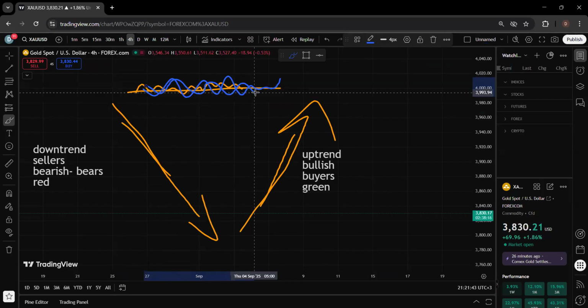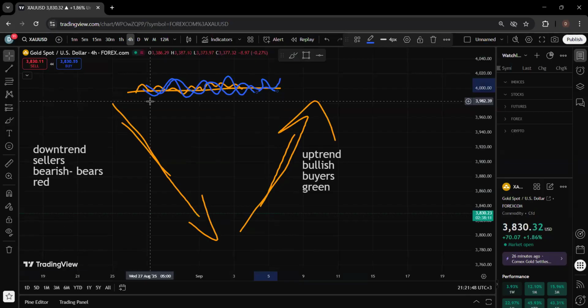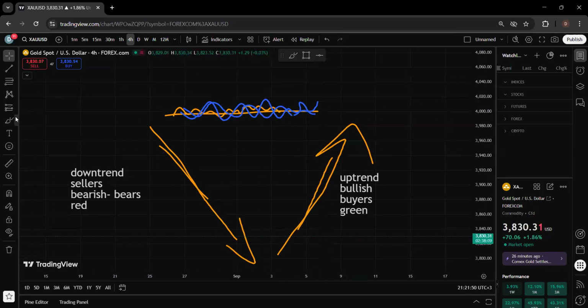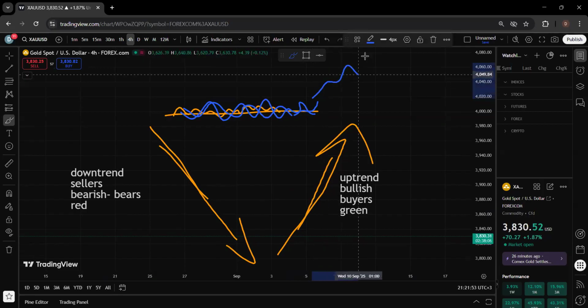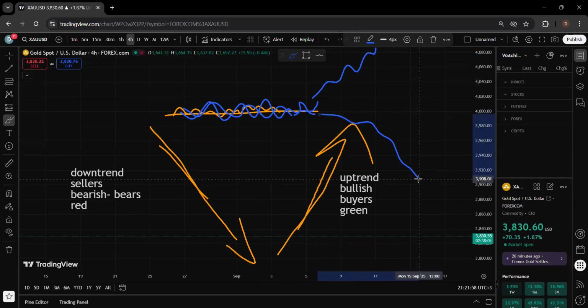So I always tell my students that after this consolidation, there will always be a breakout, either on the bullish side, the up trade, or on the down trade. So every time you see a consolidating market, just know that there will obviously be a what? A breakout. There must be a breakout, either on the upper side, the bullish side, or on the bearish side. That's something you must always remember.